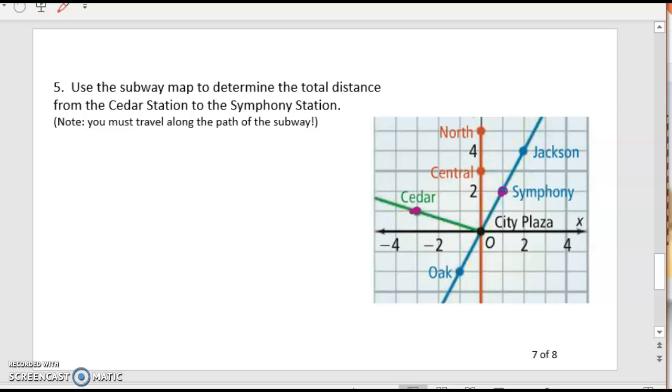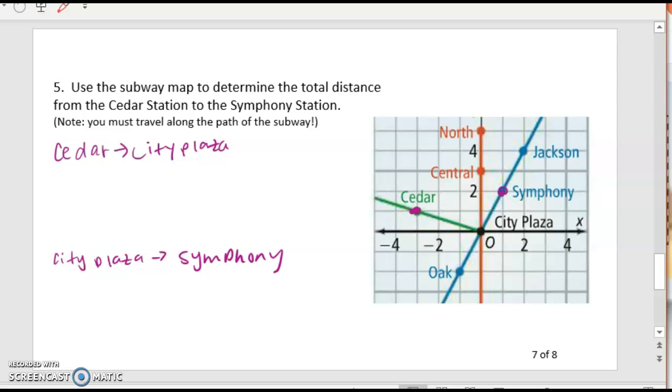So there are 2 different distances that we have to calculate here. So we have to calculate Cedar to City Plaza, and then we also need to calculate City Plaza to Symphony. Okay, so I have to identify what is Cedar's point. It's -3, 1. And City Plaza is 0, 0.